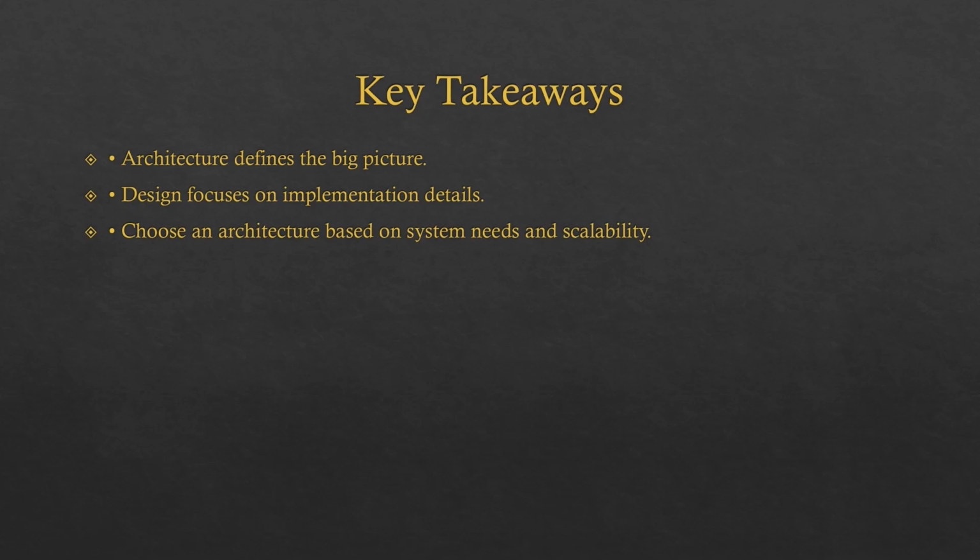To recap, software architecture defines the overall structure and interactions within a system, addressing high-level concerns like scalability and security. Design, on the other hand, focuses on implementation details. It's essential to choose the right architecture based on our system's specific needs.